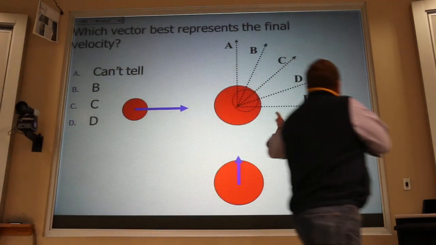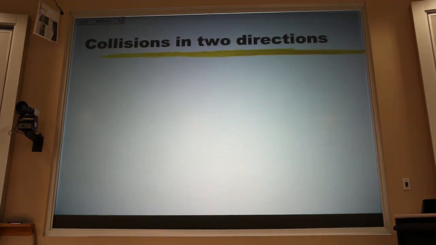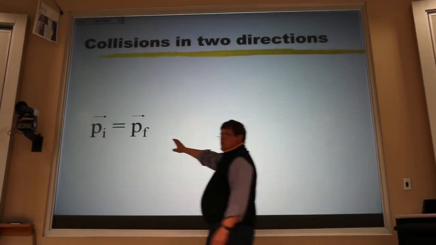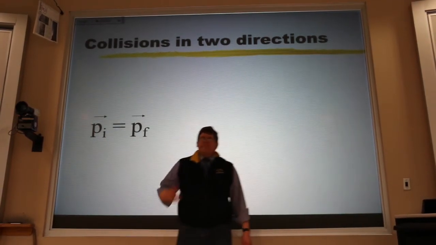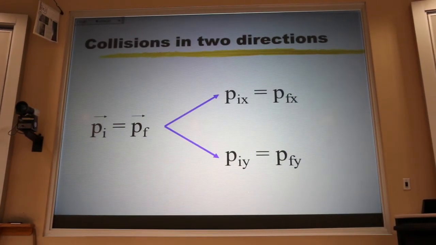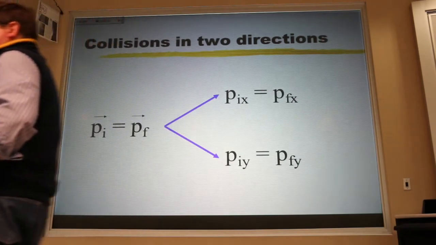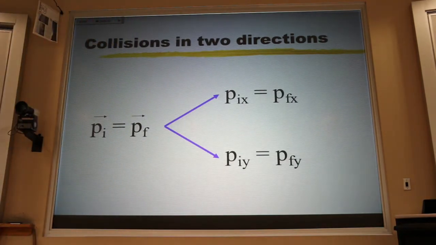So how do we solve these problems in 2 dimensions? We recognize that momentum conservation is a vector equation. That means it has to be true in the x direction and in the y direction. And when we conserve it in the x direction and the y direction, we get our answer.